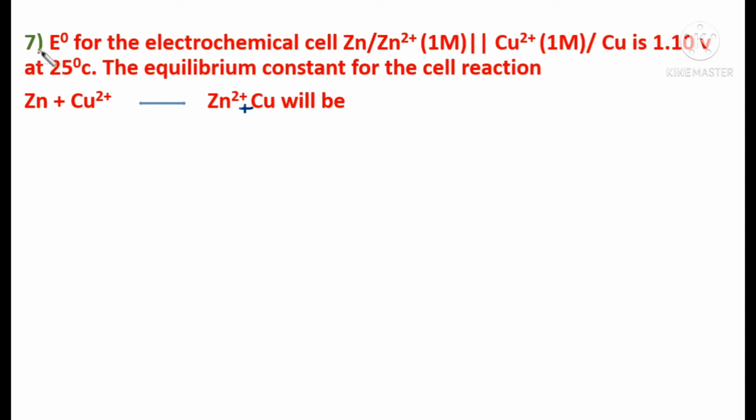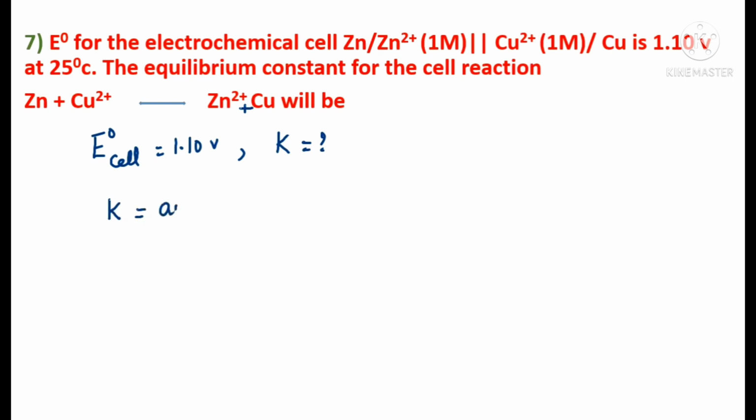And you are provided with the E naught value, that is 1.10 volt, and also the concentration of the solutions is given, right? So we can easily calculate the equilibrium constant. Let us write the data first. E naught cell value is 1.10 volt, and they are asking you to calculate the equilibrium constant.